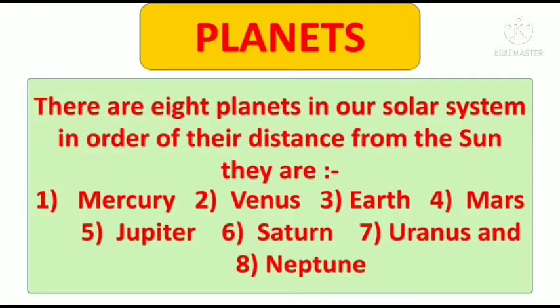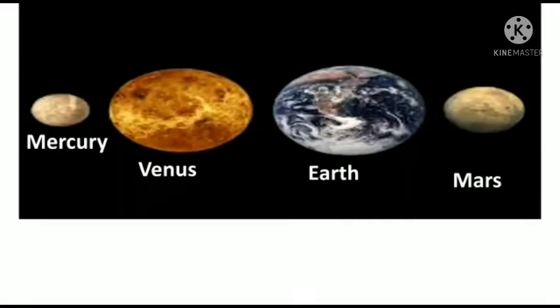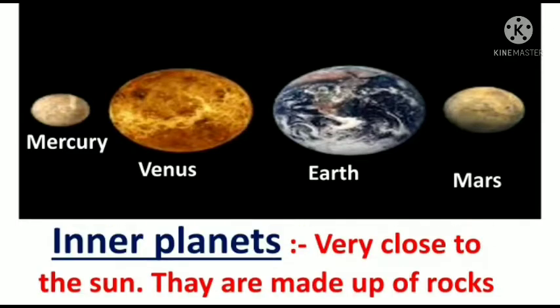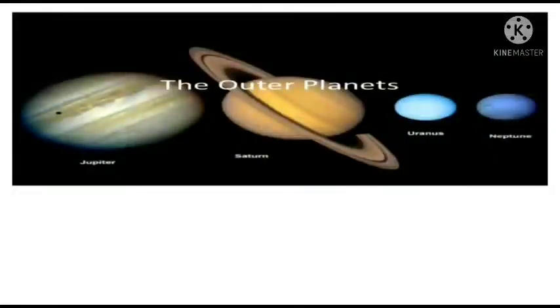Then look at one picture here, you will understand very well. Mercury, Venus, Earth and Mars. First is Mercury, then Venus, then Earth. Earth stands on the third place, and then is Mars. So it means the Earth stands on the third place from the Sun, okay. These are also known as the inner planets, very close to the Sun, and they are made up of rocks. Those planets which are close to the Sun are known as the inner planets, and they are made up of rocks. Now the outer planets.